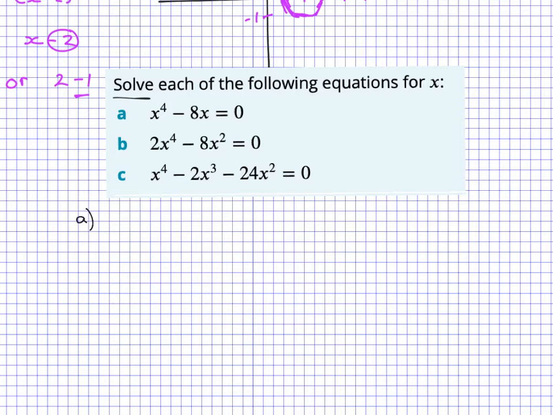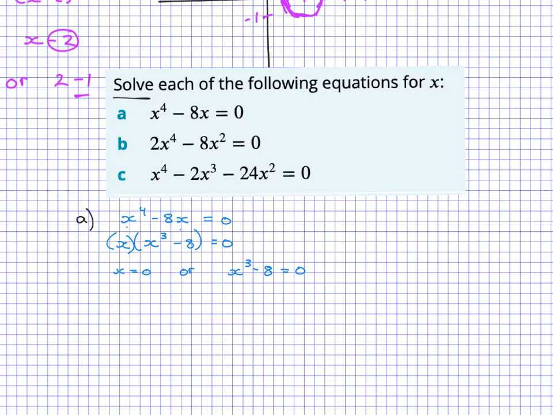We've got x to the power of 4 minus 8x. All right, so I'm going to say that in each term there is a common factor of x, so I'll factorize that out. I end up with these two factors. All right, so null factor law says that either x equals 0 or x cubed minus 8 equals 0.